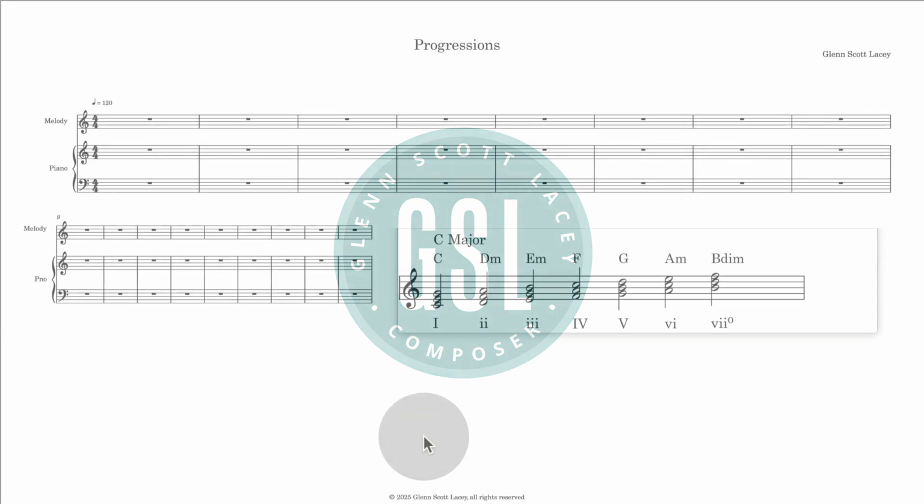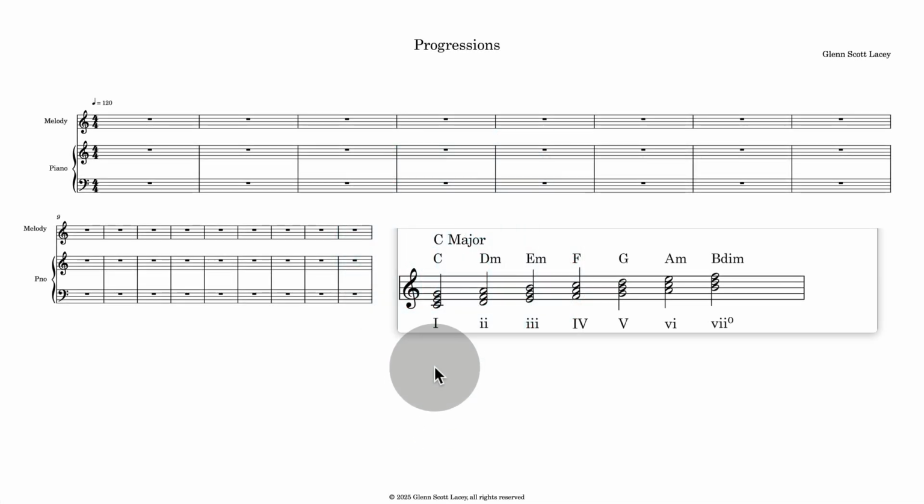Let's start by looking at the very basic ideas of functional harmony. If we take a C major scale and build a triad on each note of that scale, we get a 1 major chord, 2 minor chord, 3 minor chord, 4 major chord, 5 major chord, 6 minor chord, and 7 diminished chord. And each one of these chords has a particular function.